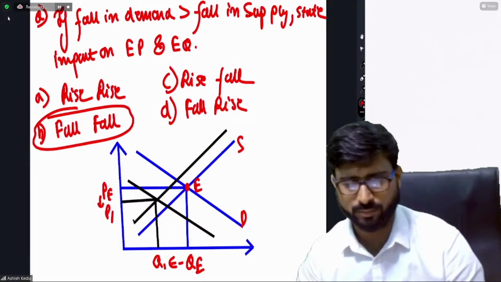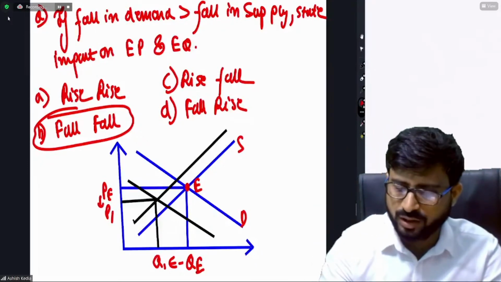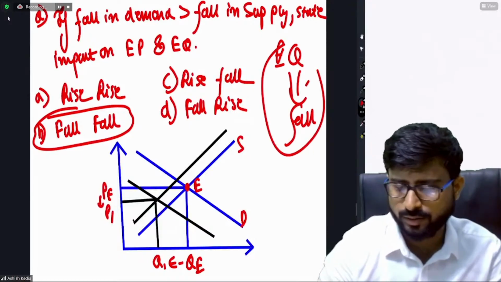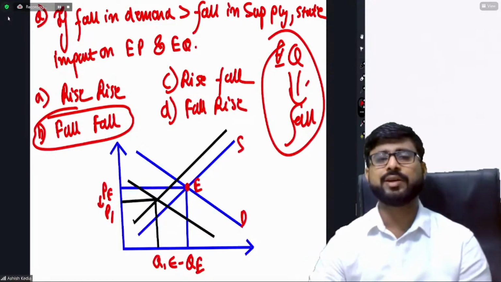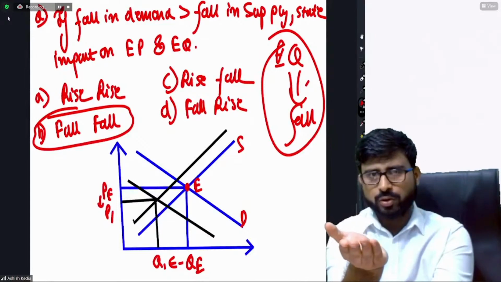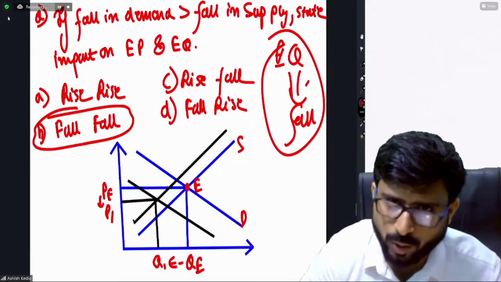Now without diagram, demand, supply, both are falling. So obviously equilibrium quantity will fall. What about equilibrium price? Now see, this is demand, this is supply. Both going down, but demand going down more. So there is excess supply, which results in a reduction in price. Hopefully it's clear.